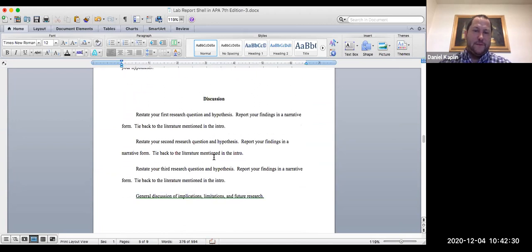Now the discussion. The purpose of the discussion section, now you'll notice that it's bold center line because it's a level 1 heading. It's one major break in the paper. The purpose of the discussion section is to review your results in light of the past research findings. So that's the first goal.